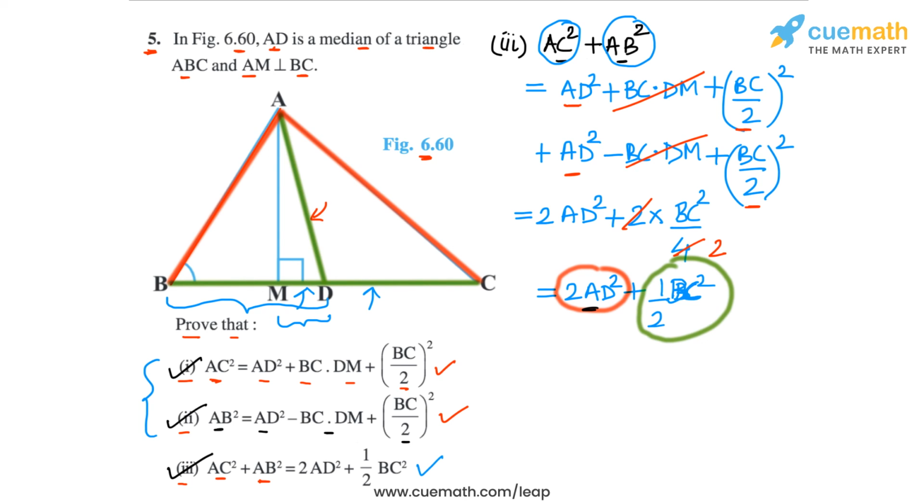So once again, if you're adding the squares of two sides, in this case AB square and AC square, you are getting as a result twice the square of the median drawn through the vertex common to the two sides, plus half of the square of the opposite side. This result is used often in geometry, and it is going to be used in the next question of this exercise. So make sure that you have understood it properly. Okay, so this completes all the three parts for question number 5.